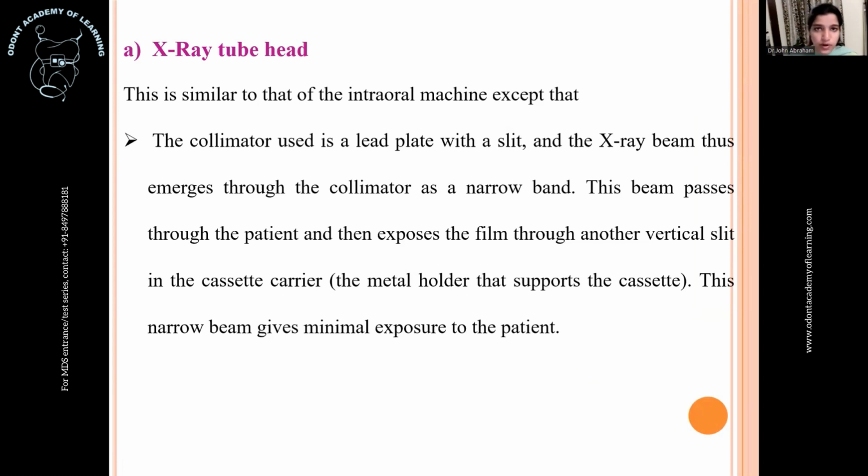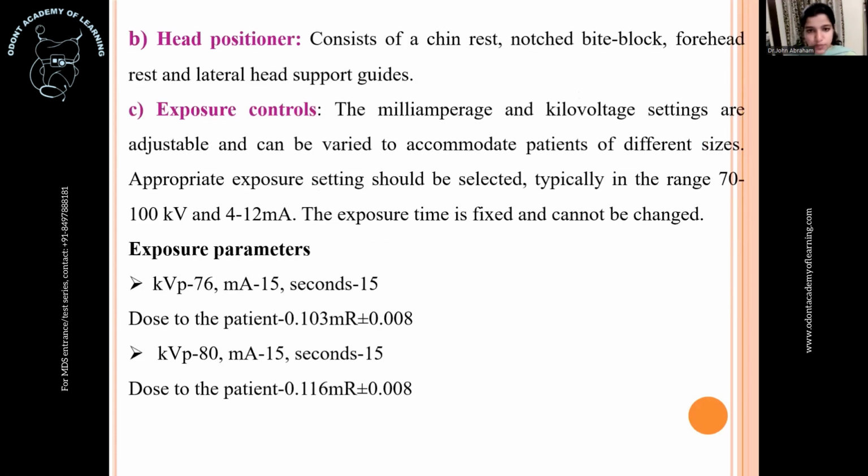So we have seen in the principle already, the collimator is being used, and we get the X-ray beam as a narrow band, and it passes through the patient and exposes the film through another vertical slit, or one more collimator is present near the object and the receptor. What is the advantage of this narrow beam is that it gives a minimal exposure to the patient.